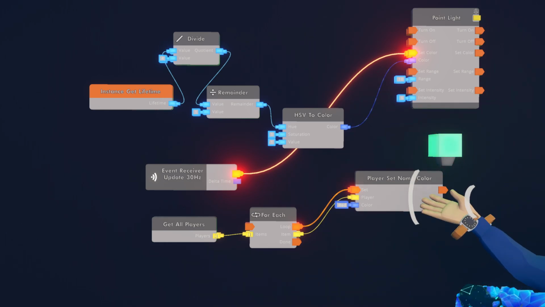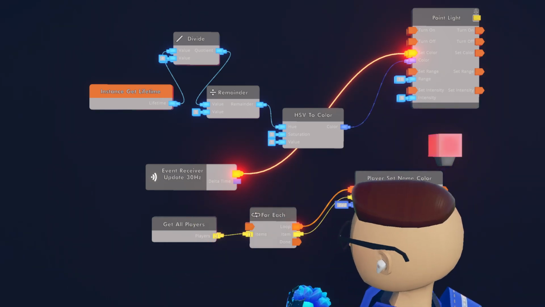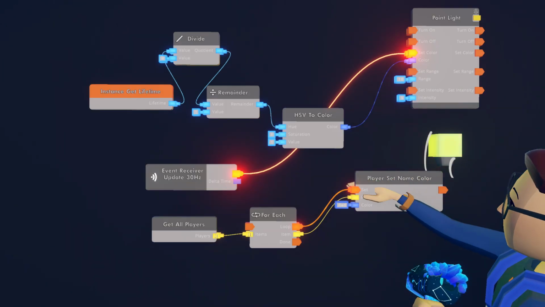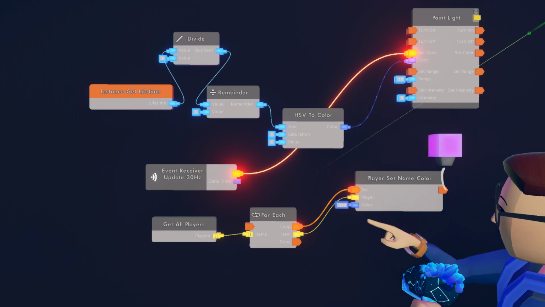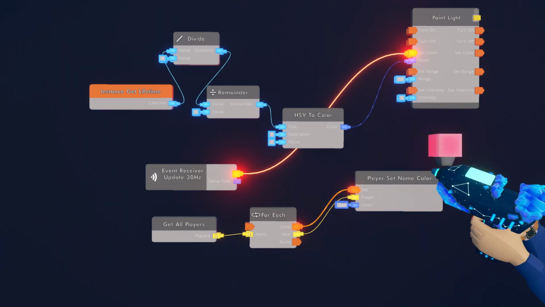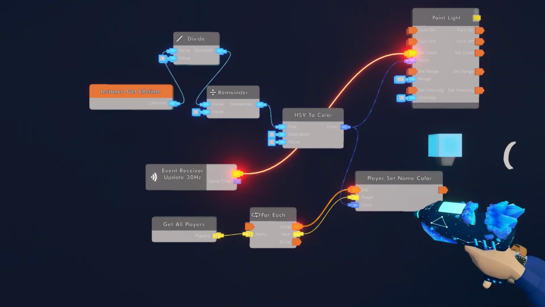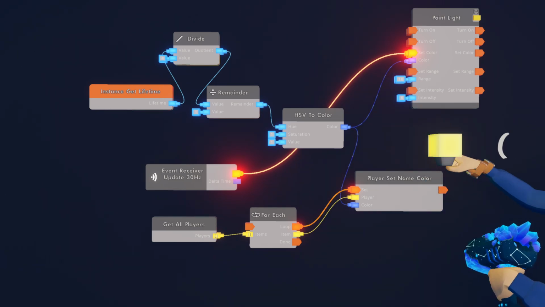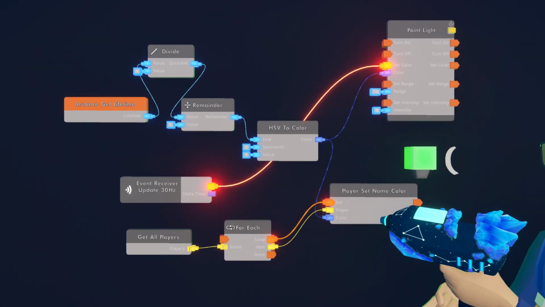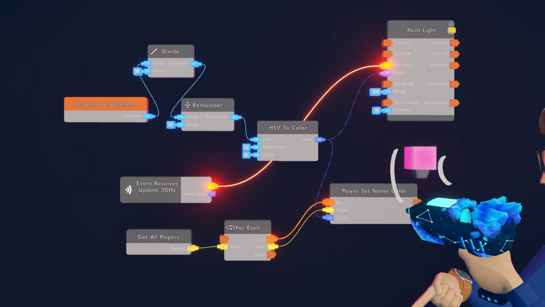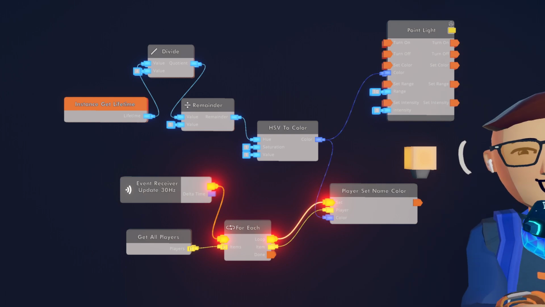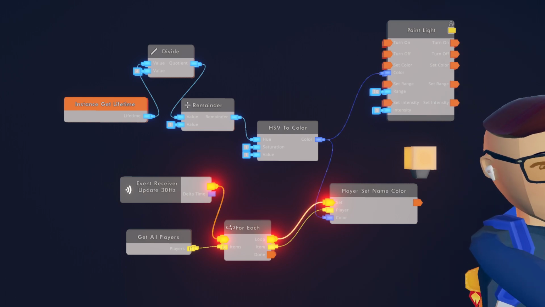So we're setting the player name for every player in the room. We have get all players. We loop through them all with for each, and then for each player in the room, we're setting the name tag color to whatever color we have on this port here. So let's hook that up to what we have up here coming out of the HSV to color. Right now that's just the same color we have going into this light. So if I hook that up to the 30 hertz, instead of going on the light, I put it on the for each. If you look at everybody's names in the room, you'll see they're cycling through a cool little rainbow effect.